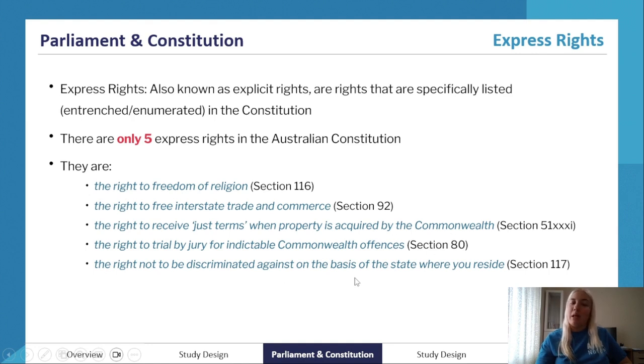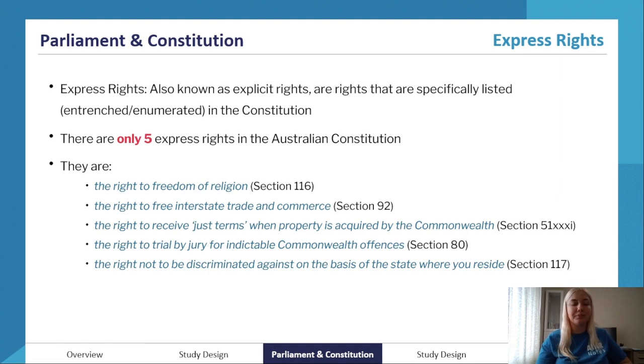There's also the right to trial by jury for indictable Commonwealth level offences under Section 80. You should already be highly familiar with this one from the criminal justice system. An indictable serious offence will have a jury trial at Commonwealth level. So yes, we get a jury for indictable offences in Victoria as well, but that's only because of state level legislation. So technically, states can legislate this right away, and people may not get juries if it's technically, again, only federal level protection.